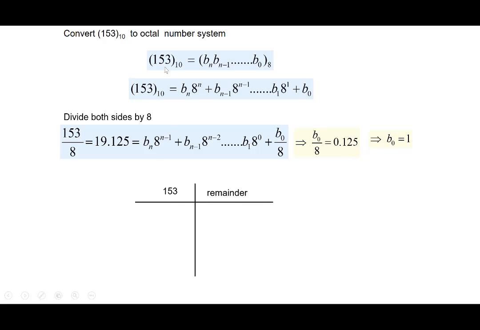And so same thing, 153 here. So instead, a more compact way of doing the same thing: we divide by 8 and we look at the remainder, we divide again, look at the remainder, and like that. So in the end, the 2 is carried over here and we get 0 here. So the number then becomes 231 to the base 8 here.